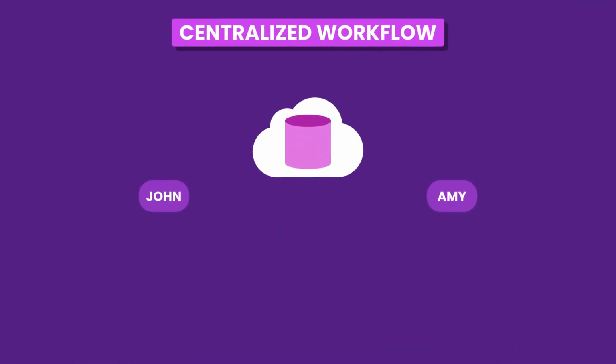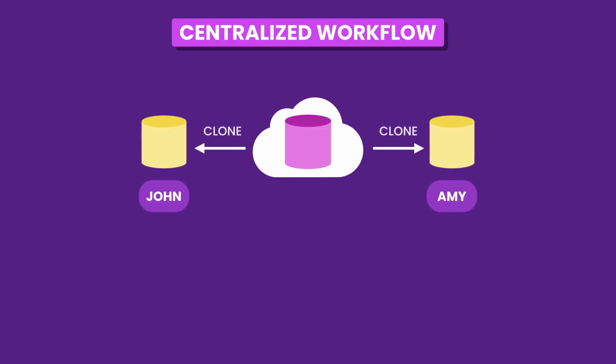So let's walk through a real scenario. John and Amy want to collaborate on a project. They start off by cloning or taking a copy of this central repository. Now they both have a local repository on their machine. So John starts working and makes a few commits. Amy could be making other commits in the meantime, but let's not worry about that yet.